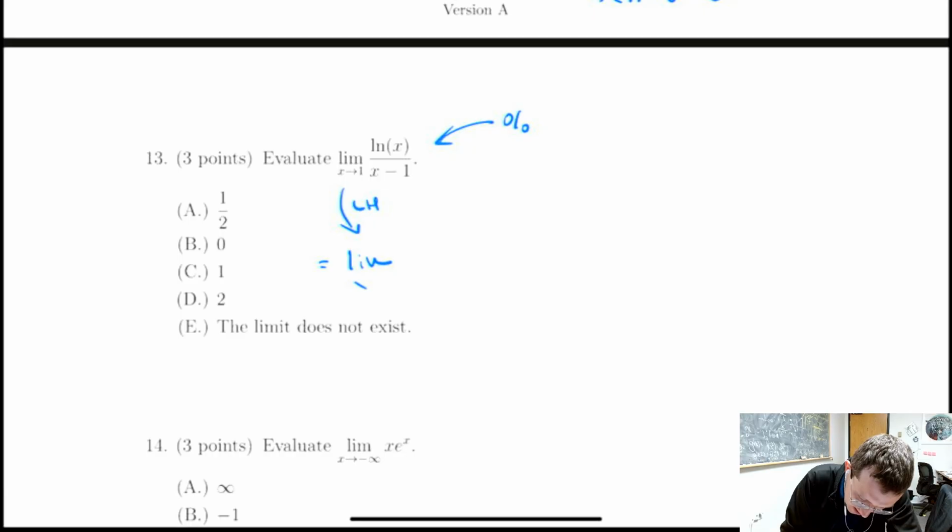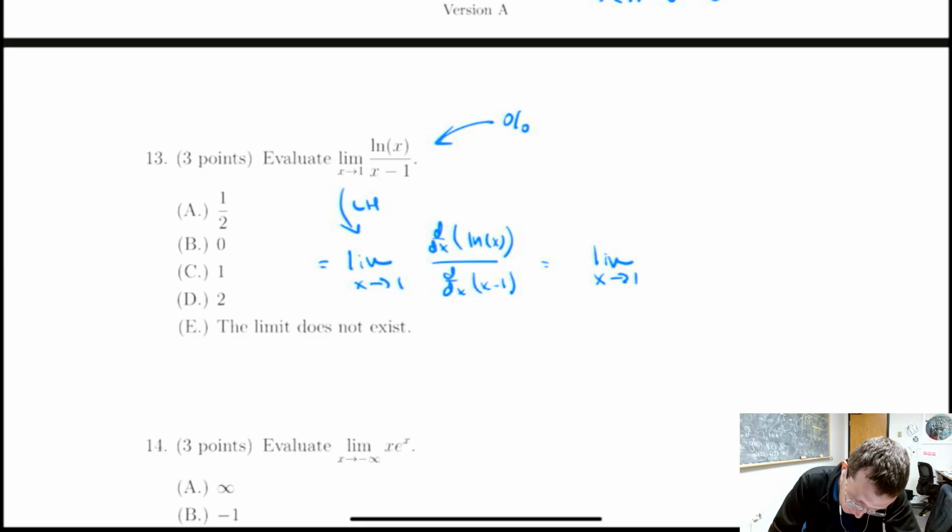So this is the limit as h approaches 1 of, and now a common mistake here would be to differentiate the entire expression as a fraction using the quotient rule. But actually, L'Hopital's rule doesn't want us to do that. It does just want us to differentiate the top and the bottom individually.